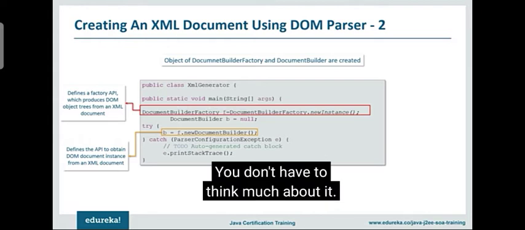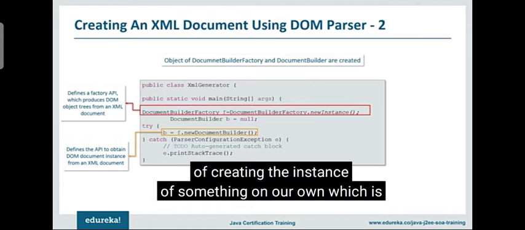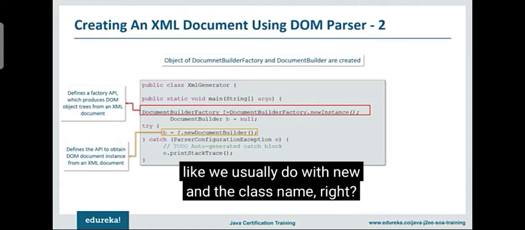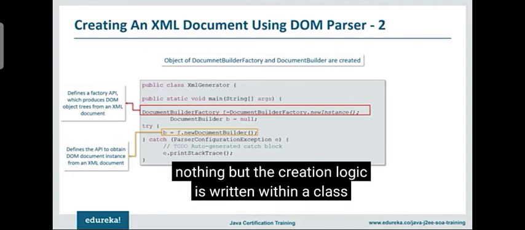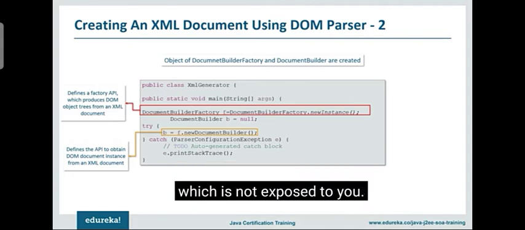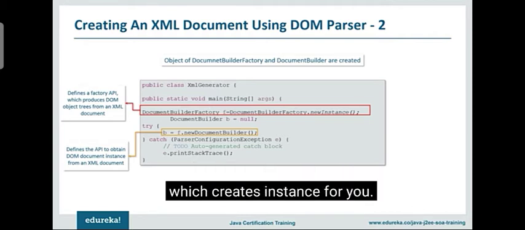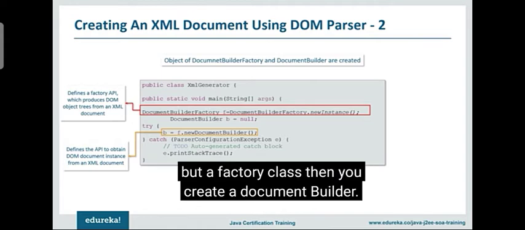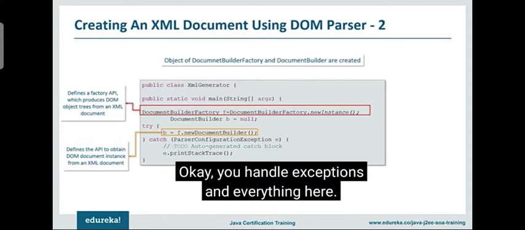Right, you don't have to think much about it, but basically what we are trying to do is instead of creating the instance of something on our own, which is like we usually do with new and the class name, right? Instead of doing it on our own, factory design pattern is nothing but the creation logic is written within a class which is not exposed to you. So you need not create it. There's some class which creates instance for you. All right, and that is nothing but a factory class. Then you create a DocumentBuilder. So it's nothing but f.newDocumentBuilder. Okay, you handle the exceptions and everything here.